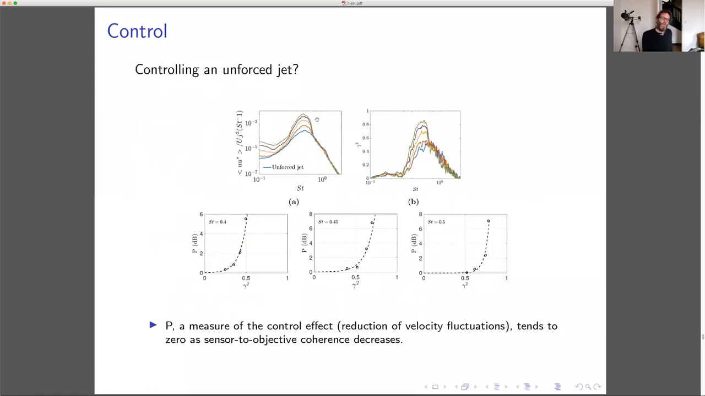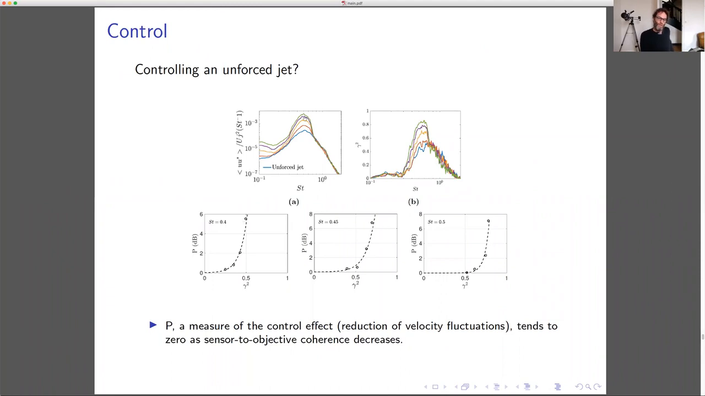What we'd like eventually to do, of course, is to control an unforced jet. And so to see how we might move in that direction, we here decrease the amplitude of the forcing that we introduced to the system from the green curve, which is what we used for the previous results, down to 0, which gives us the unforced jet. And basically what we see here is that this P is a measure of the control efficiency. So it's the reduction that's achieved.